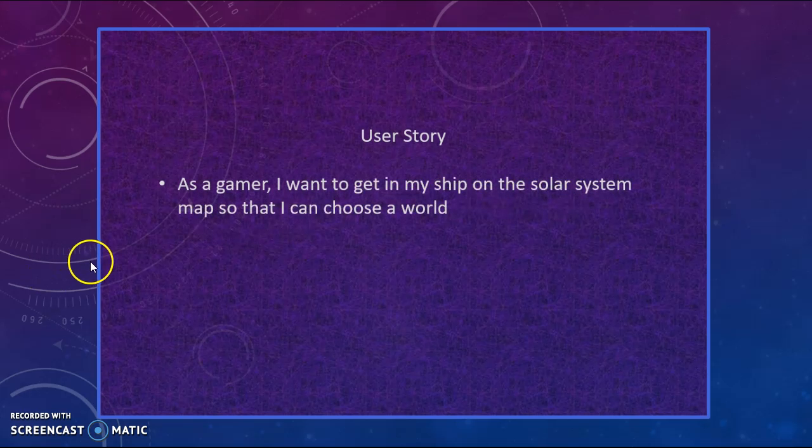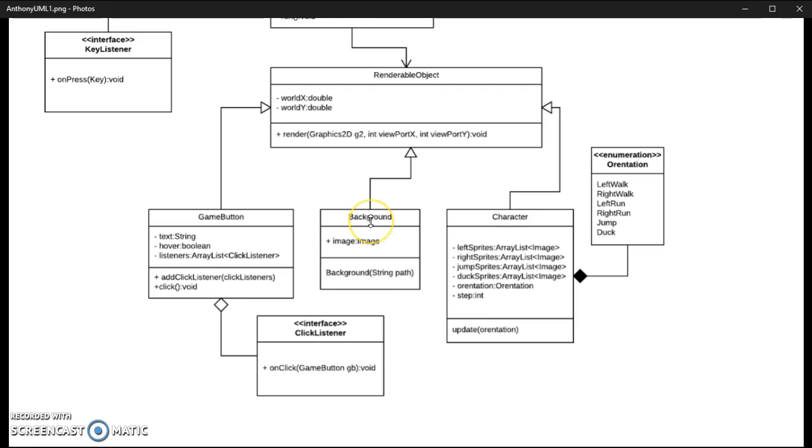Now for the third user story. As a gamer, I want to get in my ship on the solar system map so that I can choose a world. The ship in our game is basically just a character, which again is derived from the renderable object class. This class is going to contain the sprite images so that we can step through animation fairly easily. And again, to render it for every frame, we will just call the parent class render function.